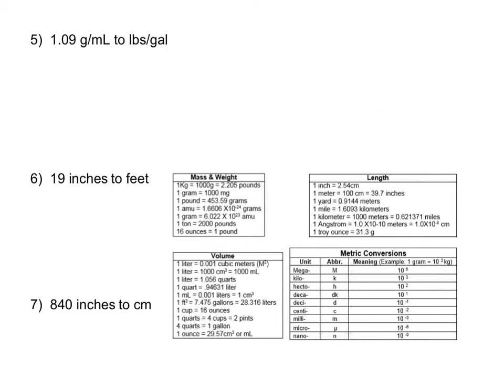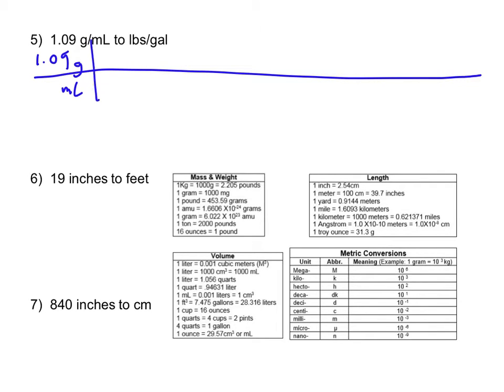Number 5, I have 1.09 grams per milliliter to pounds per gallon. Another example where I have 2 unit conversions. So I'm going to write out what I have. Step 1, grams, I'm going to draw my line, per milliliter, I write that on the bottom. And I'm going to pounds per gallon.